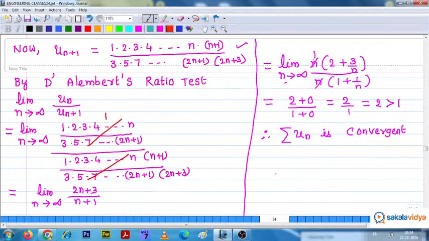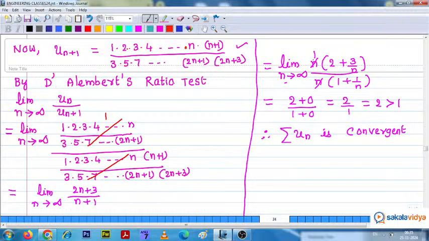Now we need to find un plus 1. Un plus 1 means 1 into 2 into 3 into 4 and so on n into n plus 1, divided by 3 into 5 into 7 and so on 2n plus 1. In the place of n, put n plus 1: 2n plus 2 plus 1, that is 2n plus 3.